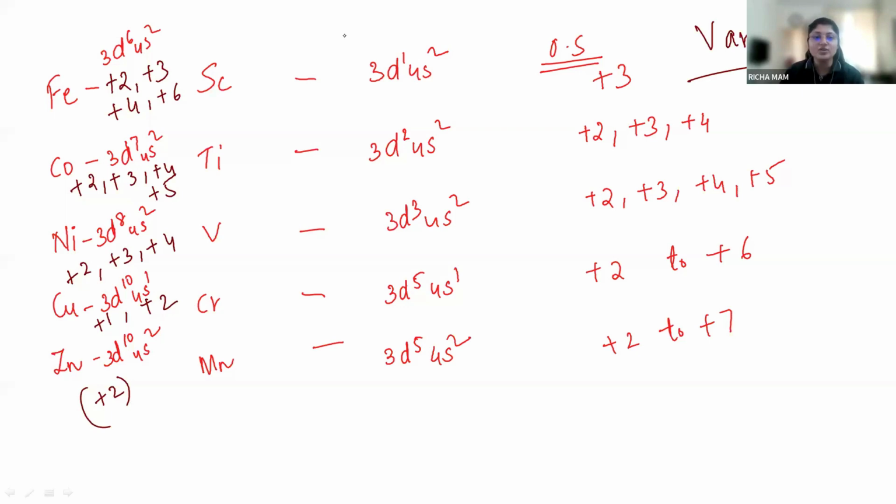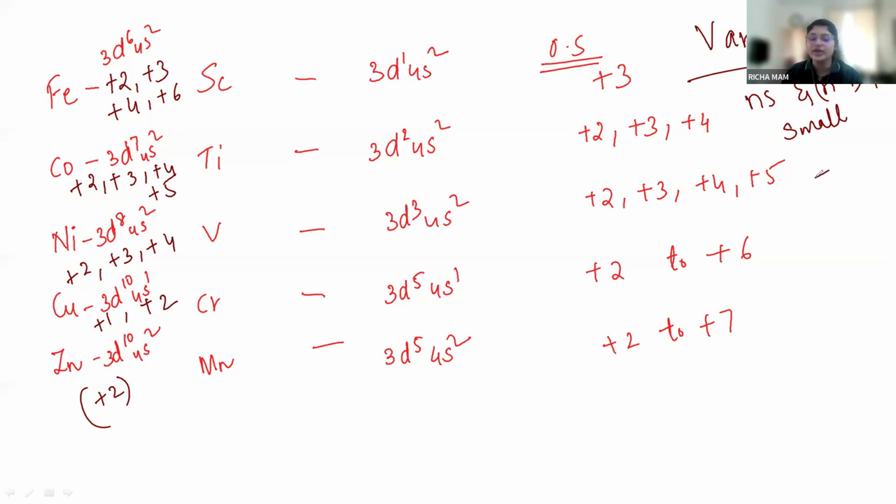Variable means different oxidation states. You can see that the transition elements are showing different oxidation states, and they differ from each other by 1 unit. Why? What is the reason? The reason is that the energy difference between the ns and (n-1)d orbitals is very small. These are two different orbitals, but the energy difference between them is very small, so they differ only by 1 unit.